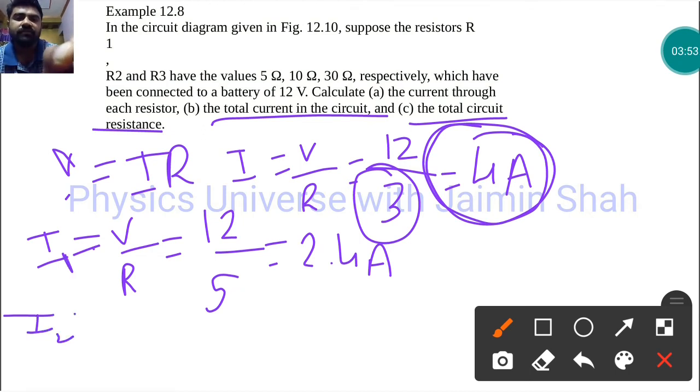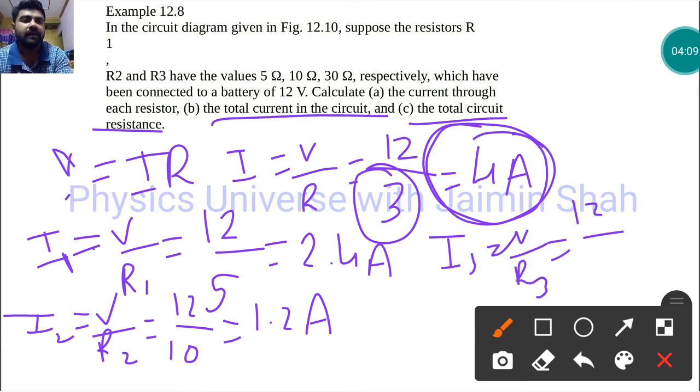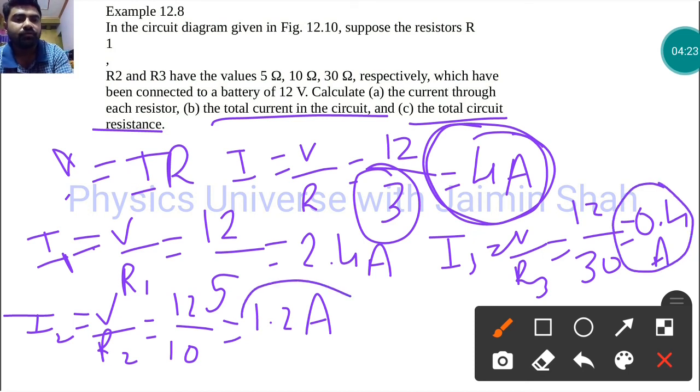Then I2 is equal to V upon R2. V is 12, and R2 is 10, so that is 1.2 ampere. And the last one, I3 is equal to V upon R3. V is 12 and R3 is 30, so the answer is 0.4 ampere. So we have 0.4 ampere, 1.2 ampere and 2.4 ampere.